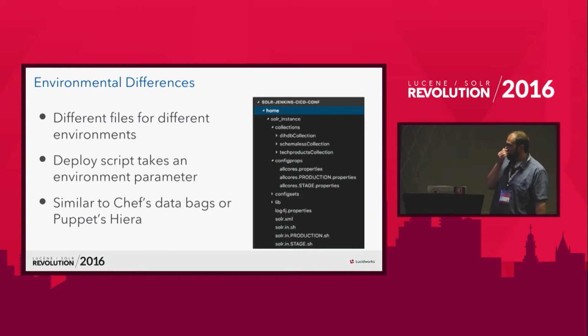So here's another example with the config props. You can see I have an allcores.properties and a production.properties and a stage.properties. And as for the example, I have brought in 3 collections from the Solr examples. I brought in the data-based data import handler collection. And if you dig into the example, you'll see that thing comes with a HyperSQL database file, and I'm selecting a different path for each of the environments. It would be the equivalent of my local development versus my stage versus my production database.